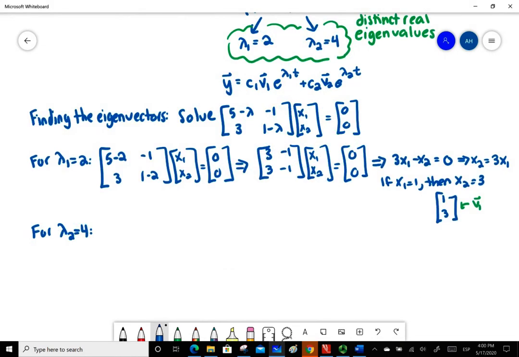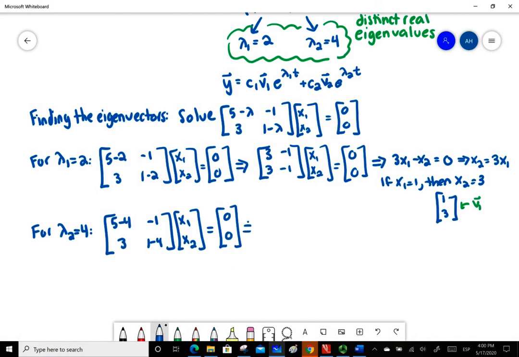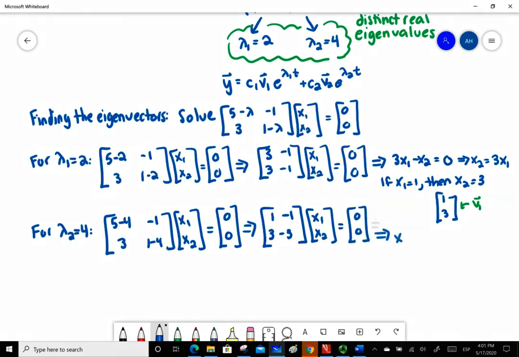Repeating for λ2 = 4, we get [5 - 4, -1; 3, 1 - 4] times [x1, x2] = [0, 0]. So [1, -1; 3, -3] times [x1, x2] = [0, 0]. So x1 - x2 = 0, x1 = x2. So if x1 = 1, then x2 = 1. So one eigenvector corresponding to λ2 = 4 is [1, 1].